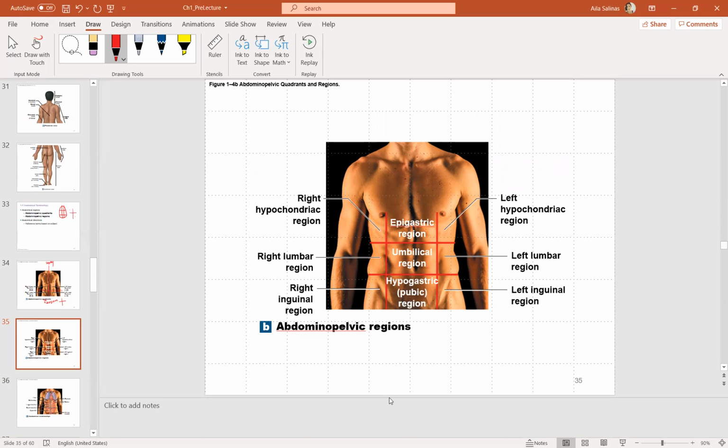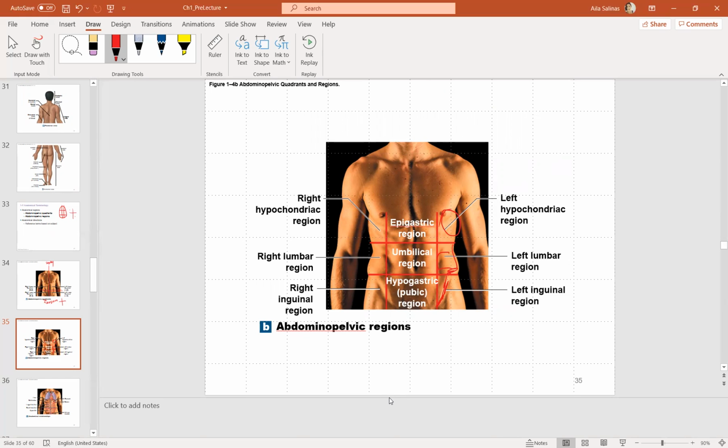And we still have the left hypochondriac region that's right here under your right nipple. We have the left lumbar region that's more lateral, close to your pelvis. And below, close to the pelvic bones, we have the left inguinal region, that's a region close to the groin.